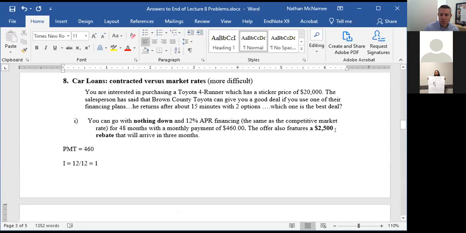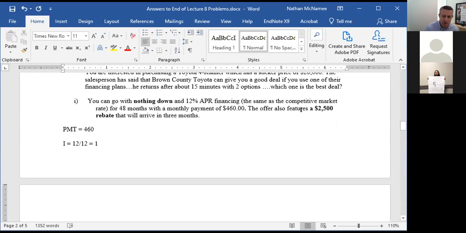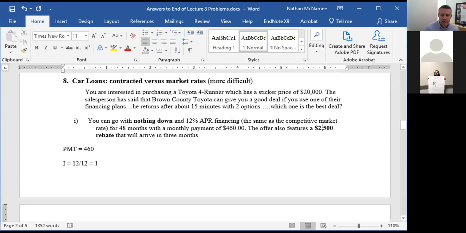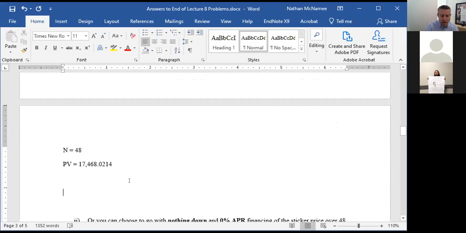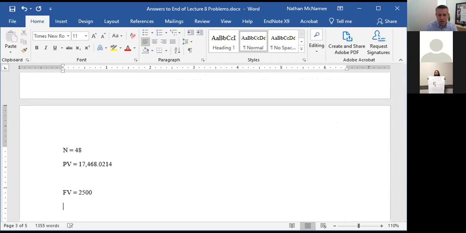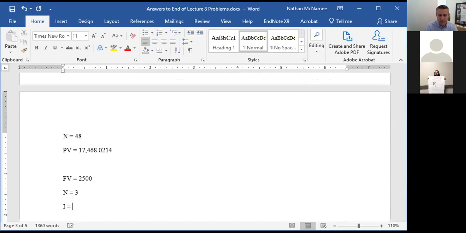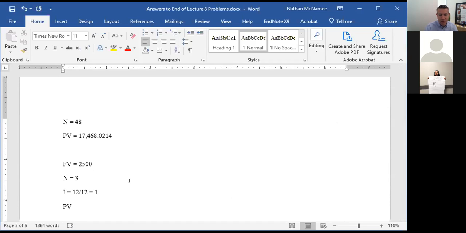We need to figure out what is the present value of this lump sum payment that we are receiving, this lump sum rebate. So what do we know about that? We know that the future value is $2,500. In how many months is it? 3 months. And what is I? 1. Remember, the market rate is 12%. So 12 divided by 12, because there are 12 compounding periods, is 1. Okay, so what is the present value of this rebate?